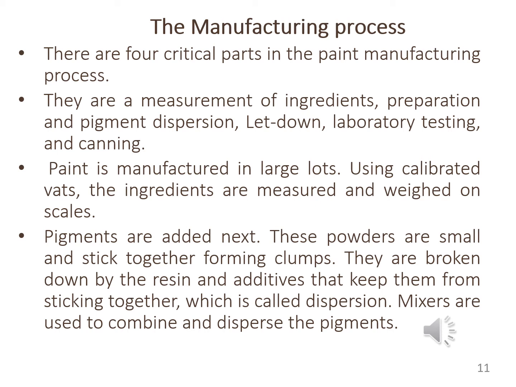So the main parts involved in the manufacturing of paints are the measurement of ingredients, how we can prepare the pigments, which methods are used for the dispersion of pigments, letting down the pigments, and then an important process, which is laboratory testing.